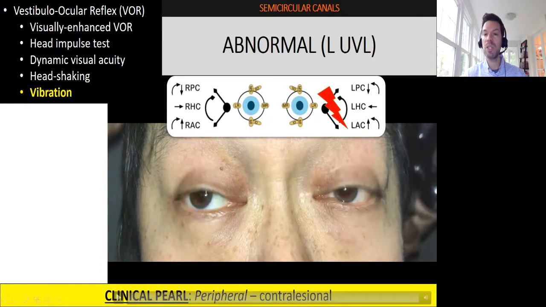Like the other patient, this patient also had a left-sided lesion, in this case vestibular neuritis, just a couple days before. So the slow phase is going to drift toward the paretic ear. The fast phase is going to be away. So left-sided lesion, right-beating nystagmus brought on by vibration.